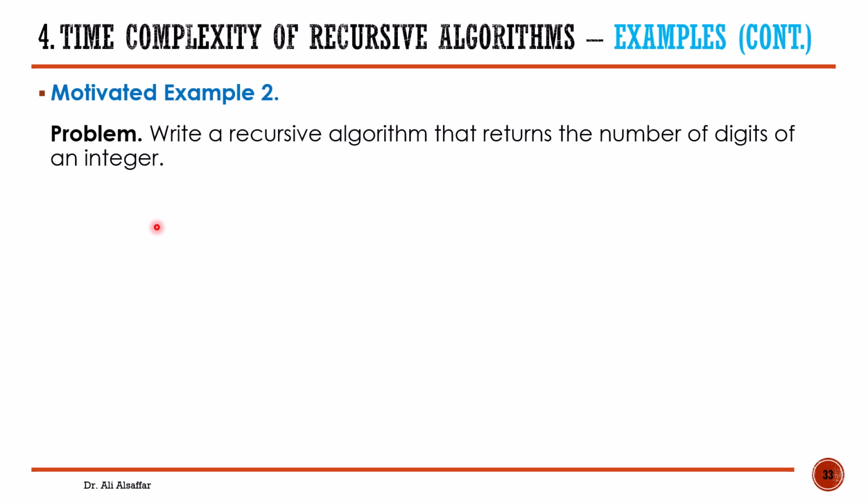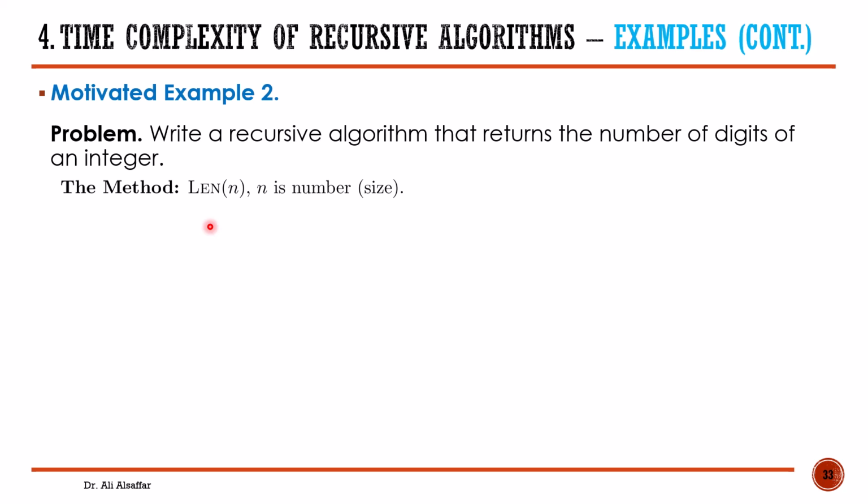For our next motivated example, we want to write a recursive algorithm that returns the number of digits of an integer. To use recursion in the solution, first we need to define the function that will provide the solution and what are its input parameters. In our example, the function is called len, that stands for length, and has a single parameter n, that is the number we want to find how many digits it has. Notice that the parameter n is the data to the algorithm as well as the input size.